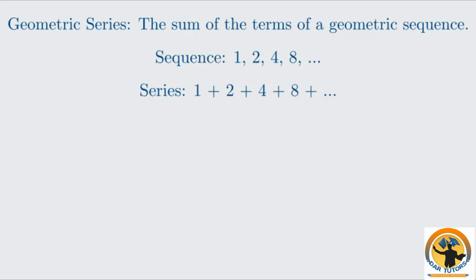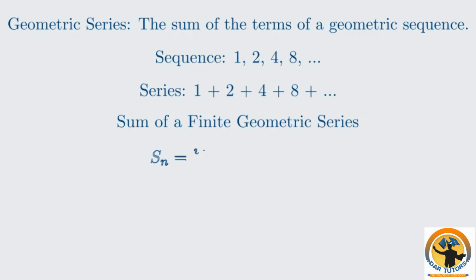There's a clever formula to calculate this sum without adding every term individually. The sum of the first n terms, S_n, is given by U_1 times r to the power of n minus 1, all divided by r minus 1. This formula is valid for any common ratio r that is not equal to 1. Let's see how this formula is derived. It's a beautiful piece of algebra.